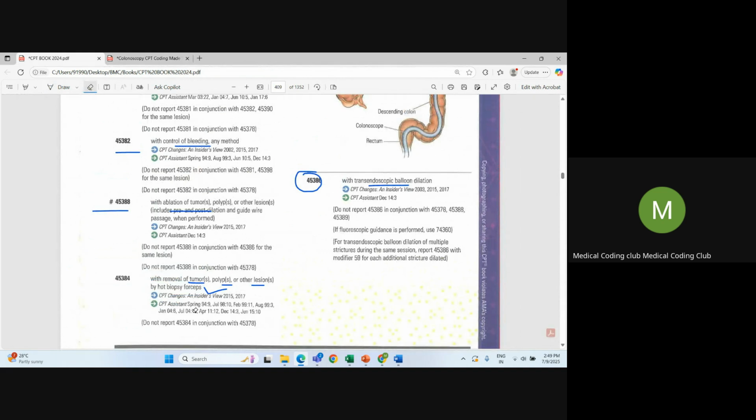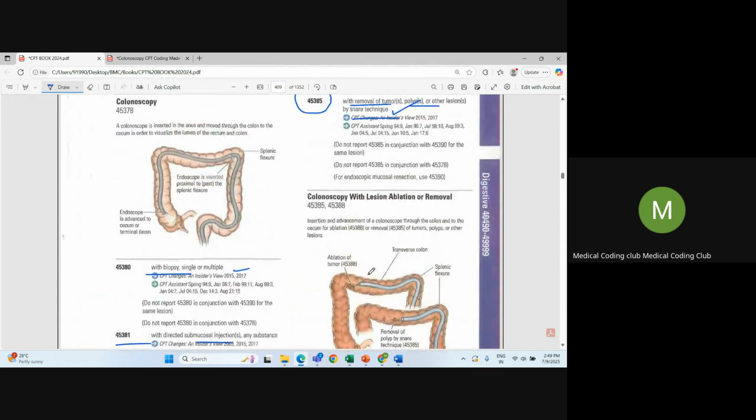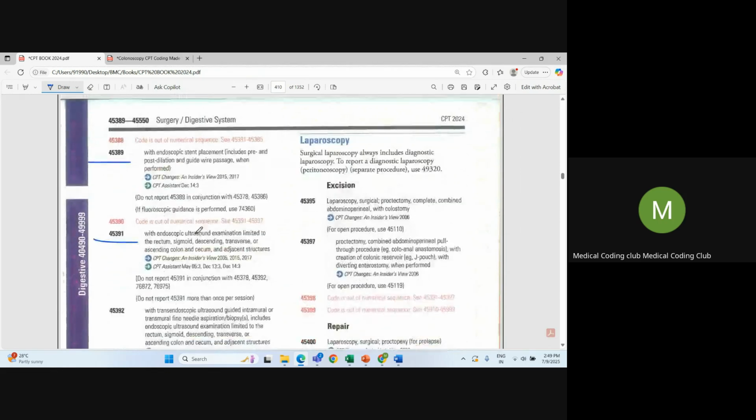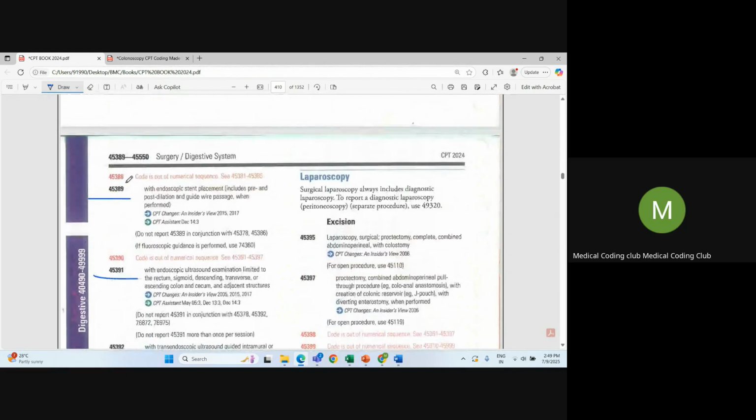Remaining, just check the code descriptions. 45384 is with removal of tumor, polyps, or other lesion by hot biopsy forceps. This is correct because our technique is hot biopsy forceps. The remaining 45385 is the snare technique. And 45388, where is that code? The code is out of numerical sequence and it is between 45381 and 85.